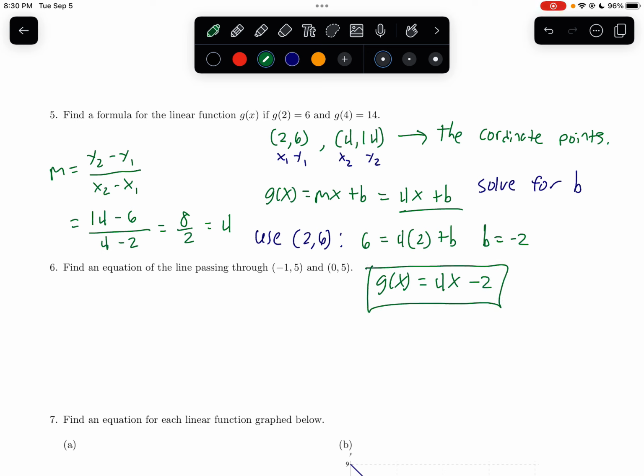Now you could have done, like I said, the other point here, and that would have been fine. But the general process is that you have to first find the slope. You then have to plug in one of the points and solve for this intercept.